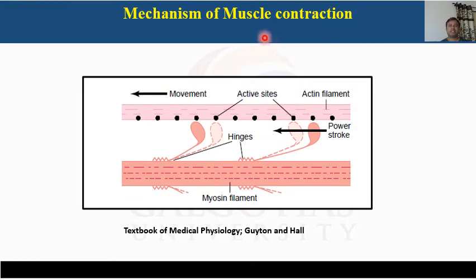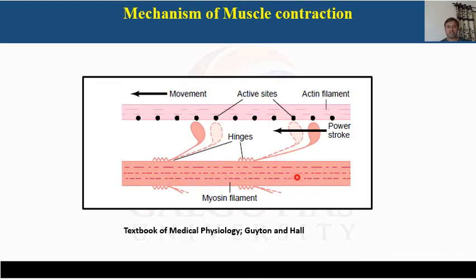Now we will discuss the mechanism of muscle contraction. In the first step, when the action potential reaches the neuromuscular junction in the muscle, the sarcoplasmic reticulum releases calcium ions into the cytoplasm. As the calcium ion reaches the troponin C binding site, it binds with troponin C, causing a conformational change in the actin filament. As a result, the active site G-actin molecules are exposed.